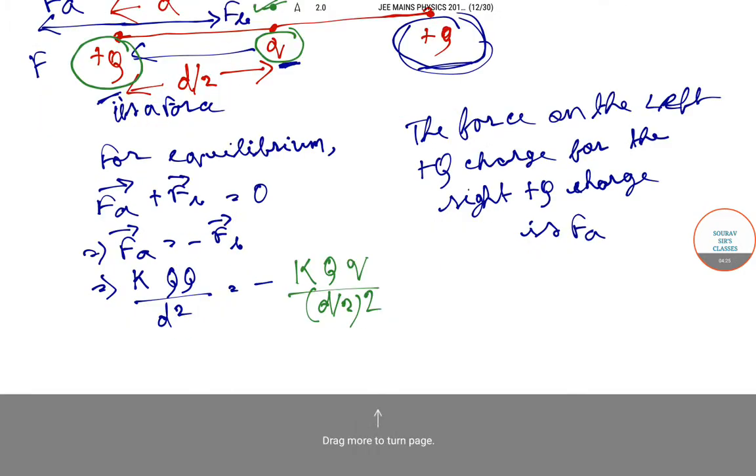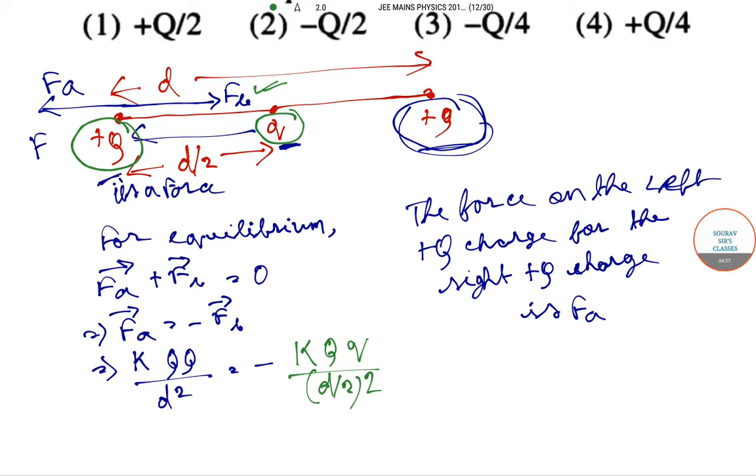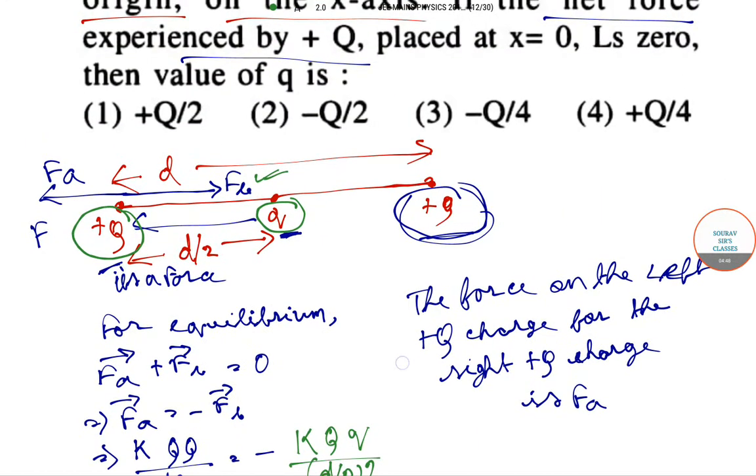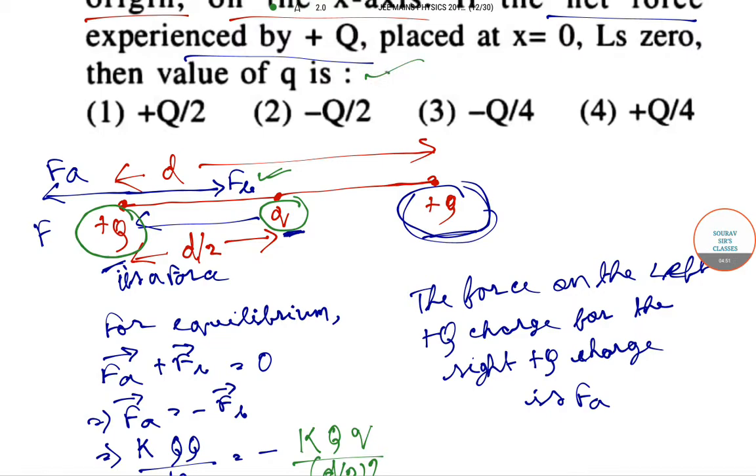This is by Coulomb's law, 1 by 4 pi epsilon 0 q1 q2 by r square. If we solve this equation, we get small q equals minus of capital Q by 4. So the value of q is minus capital Q by 4. This is the correct option.